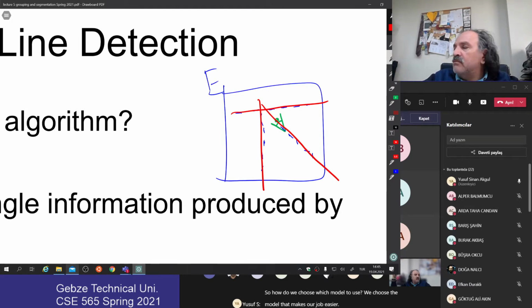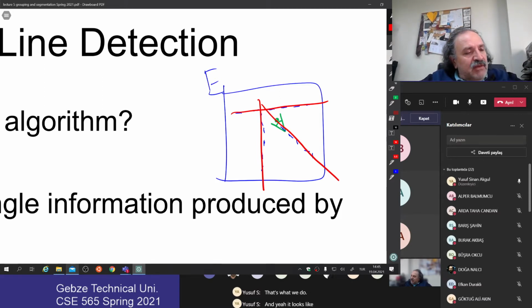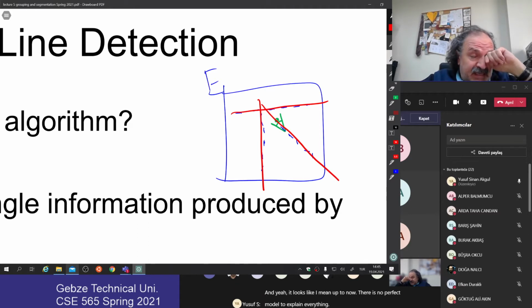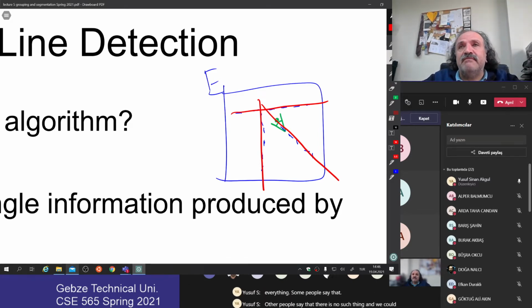That's what we do. And up to now, there is no perfect model to explain everything. Some people say that there is, a universal theory of everything. Other people say that there is no such thing, and we couldn't find it. So if you ask why didn't we use that model, we don't use it because it doesn't make our job easier. That's why. It doesn't have any advantage.